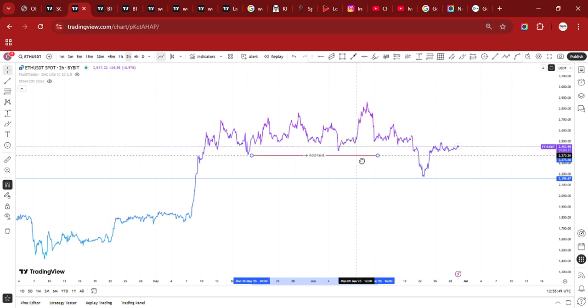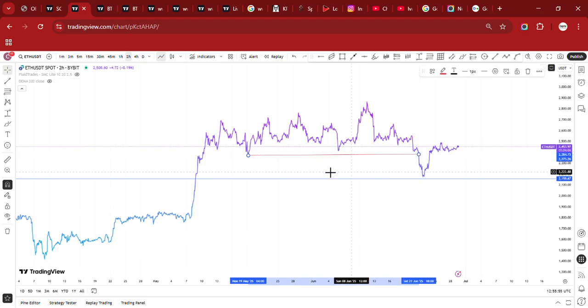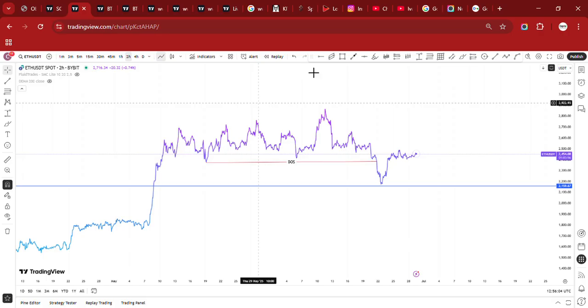Okay, let me mark it this way. This is the structure the market has broken. This is the structure the market broke, and as it breaks it, what are we expecting? We are expecting the market to come back.